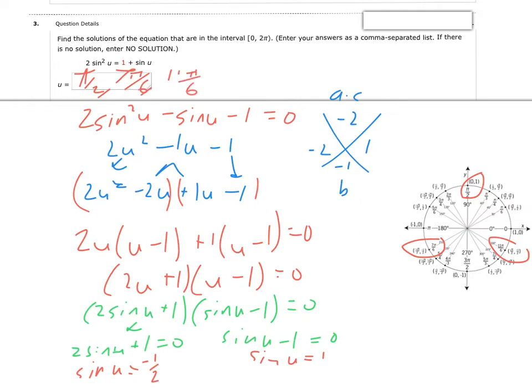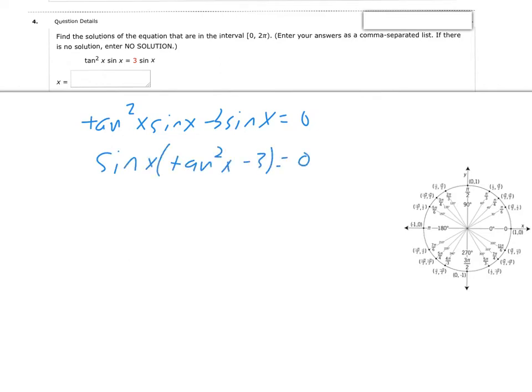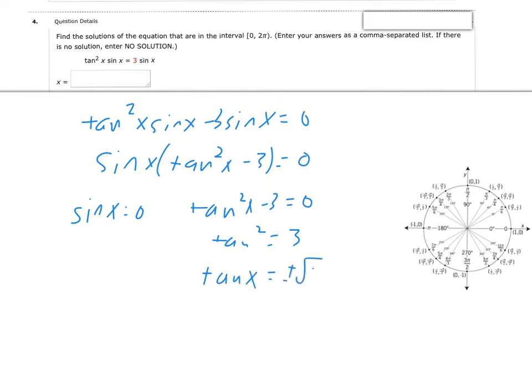All right, next up here, number 4, I would get one side to 0 again. So I have tan squared x times sine x minus 3 sine x equals 0. I would then factor out a sine x here. So that'll give me tan squared x minus 3 equals 0. And then we can split this up, so I can say sine x equals 0, tan squared x minus 3 equals 0. So this one would be tan squared equals 3, and tan x equals plus or minus rad 3.